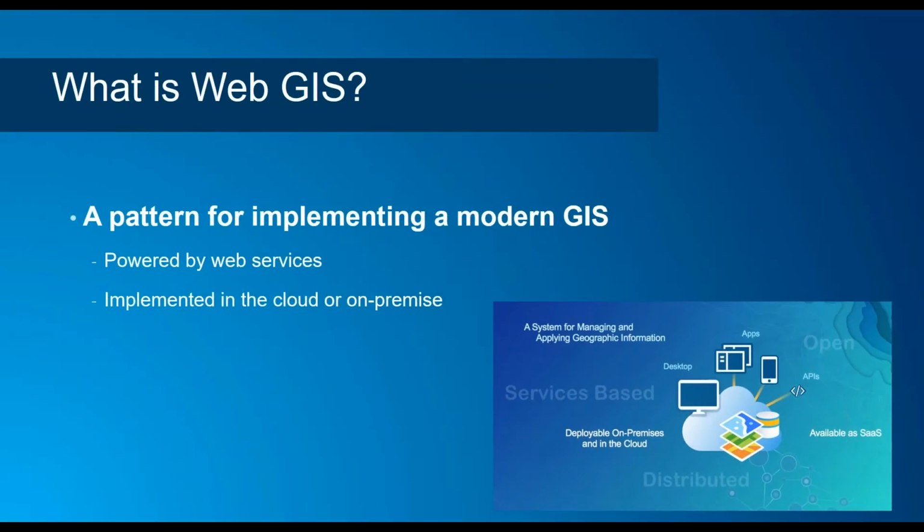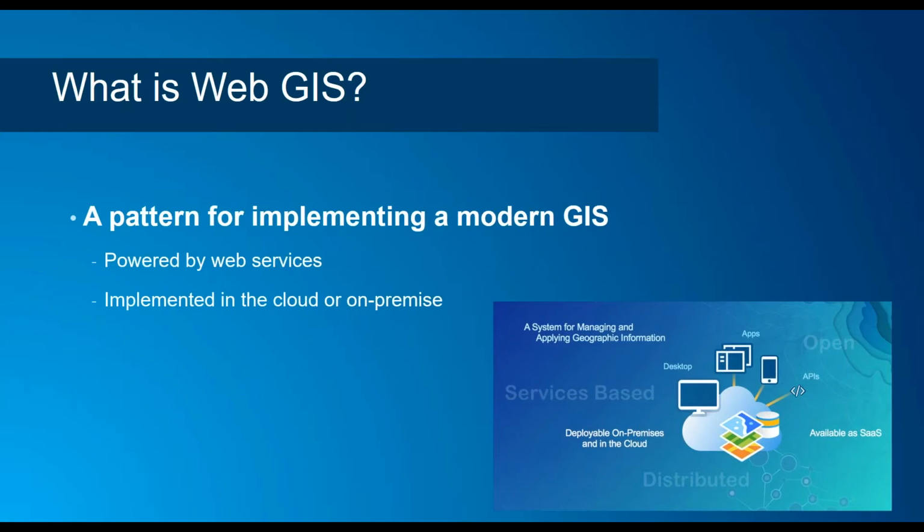Let's start with what is Web GIS. As you see on the slide, it's a pattern for implementing a modern GIS. Esri defines Web GIS as a type of distributed information system that uses web services to deliver data and capabilities. So it's powered by web services, and it's a modern GIS.